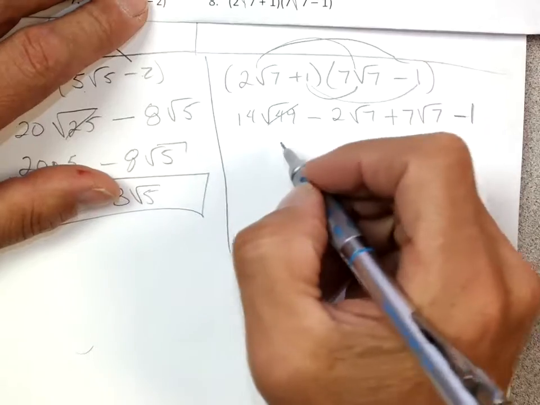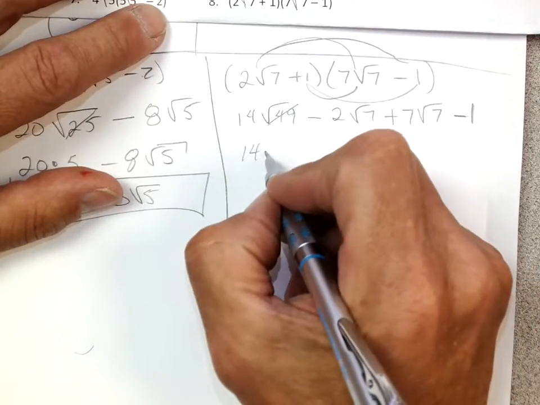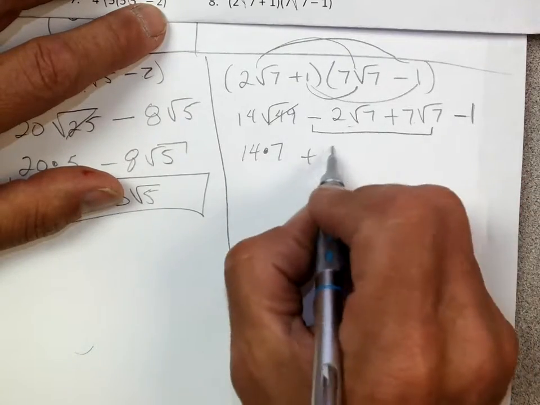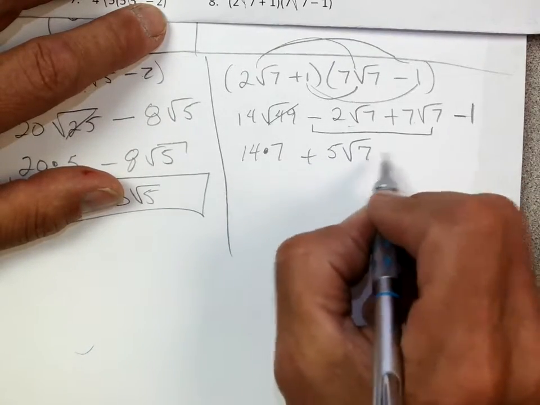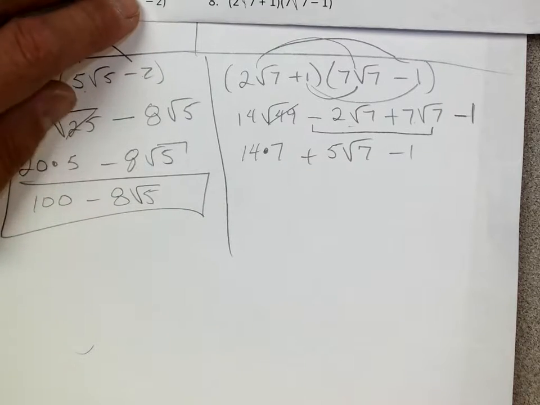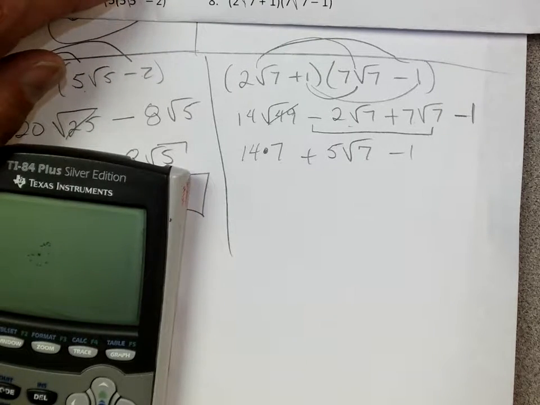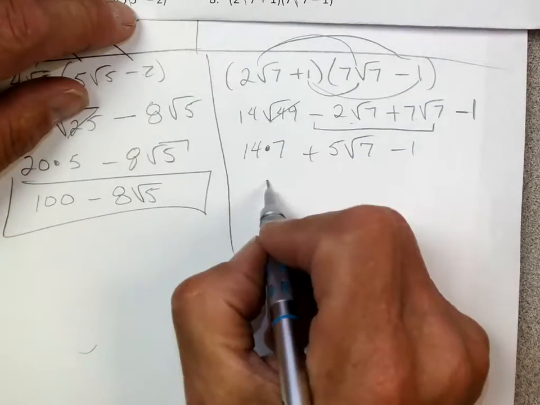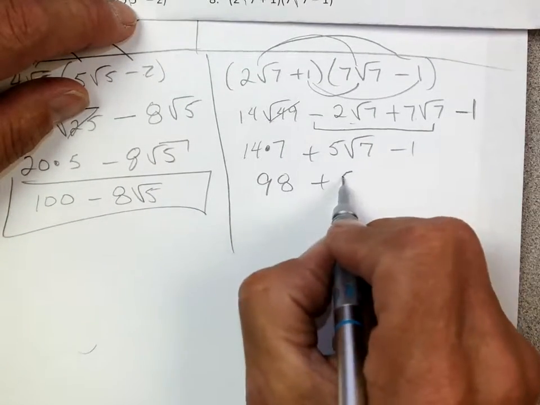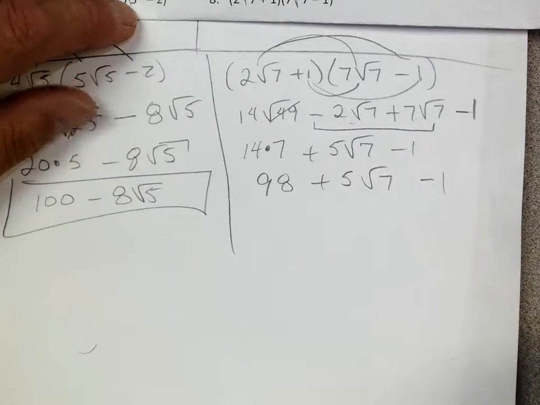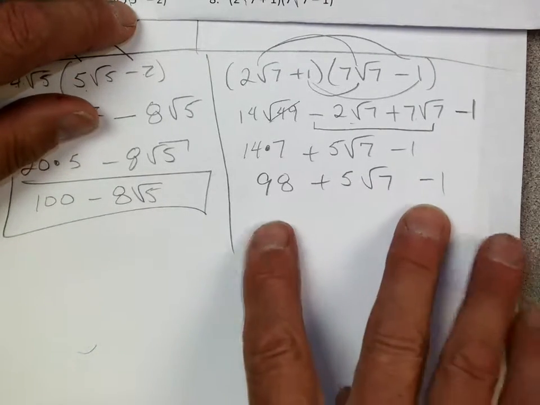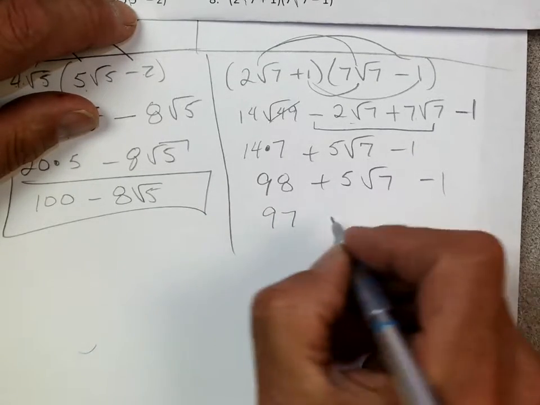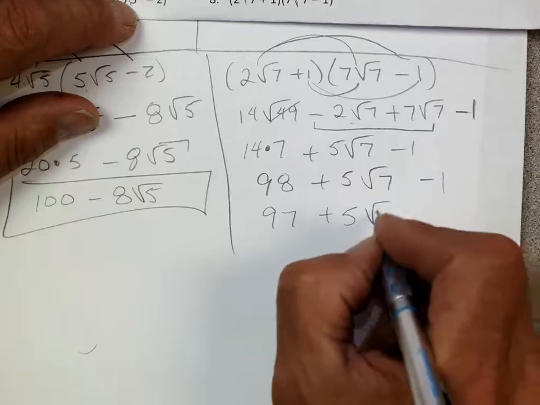Alright, square root of 49 is 7, so I'm going to have a 14 times the 7. These two we can combine to make a positive 5 square roots of 7 minus 1. Okay, 14 times 7 is 98. So we've got 98 plus 5 square roots of 7 minus 1. And then I'll take 98 minus 1, and I'll get 97 plus 5 square roots of 7.